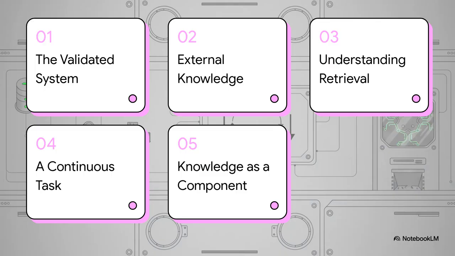Okay, so here's how we're going to break this down. First, we'll set the stage with a perfectly validated system, our baseline. Then, we're going to introduce the wild card, the dynamic variable that brings in all this hidden risk. After that, we'll get right into what retrieval decay actually is, and we'll wrap up by looking at a whole new way to think about knowledge governance to actually get ahead of this problem.